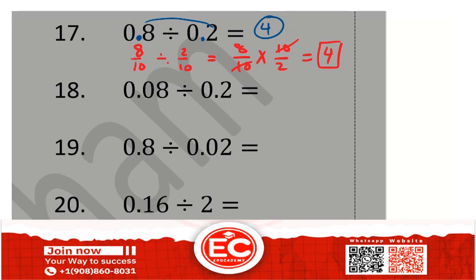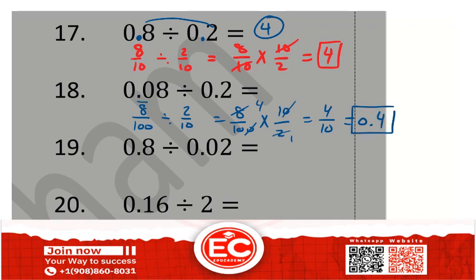So this one, you write it as 8 over 100 divided by 2 over 10, which is 8 over 100 multiplied by 10 over 2, cancel the 0, divided by 2 is 1, divided by 2 is 4, so it's 4 over 10, which is 0.4.